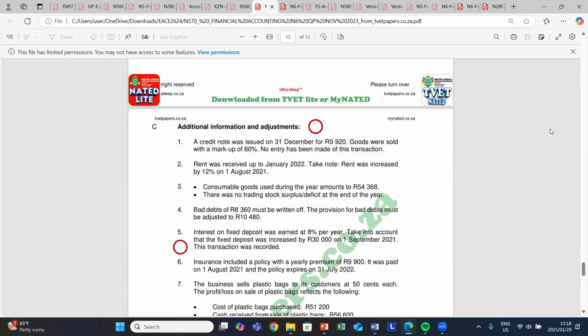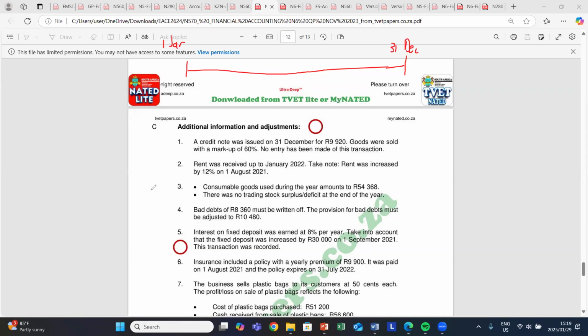So for this one of rent, you will have to draw up your financial year. Let's draw up our financial year. You can never do rent without your financial year. Okay, in our financial year, we know that it ends on 31 December, meaning it began on the 1st of January. And then I'll highlight it here on the 1st of January.